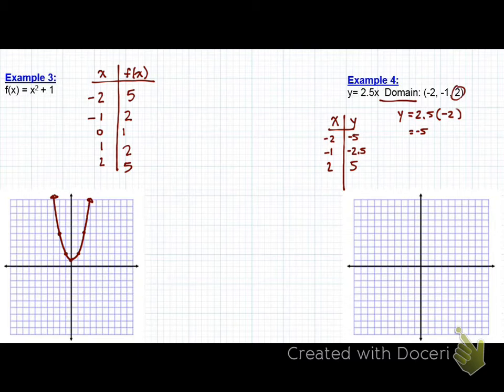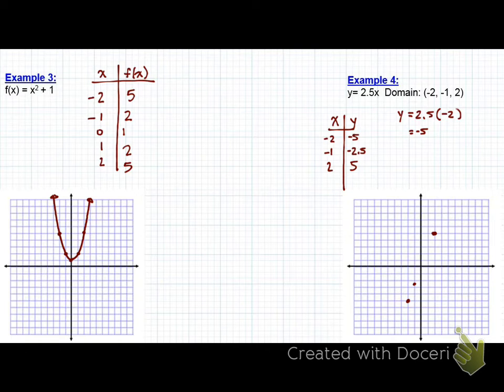Alright, you should have graphed this on your own. So this is what yours should look like. You should have gone -2 up 5. I'm sorry, -2 down 5. -2 down 1, 2, 3, 4, and 5. Right here. Okay, we should have -1, -2.5, and then 2, 5. Okay, don't connect the dots because it's telling us that we only want this domain here. Okay, so make sure you don't connect those dots. Alright, that's that number.